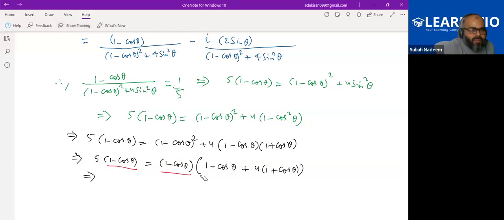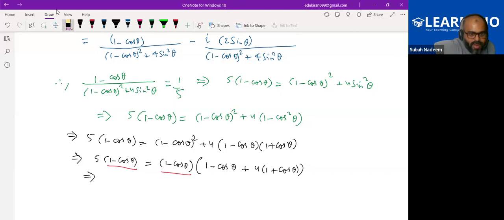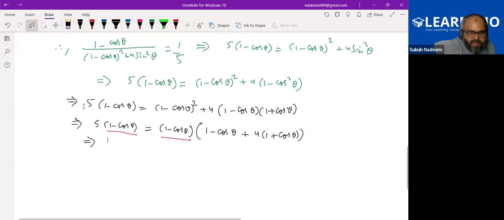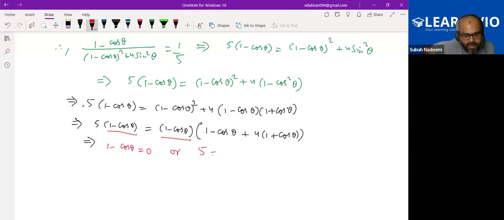That is, 1 minus cos theta could be equal to 0 also. And then left hand side and right hand side will become equal. So one solution is that 1 minus cos theta is equal to 0. And another solution is that if we cancel 1 minus cos theta, then 5 is equal to 1 minus cos theta plus 4 cos theta.